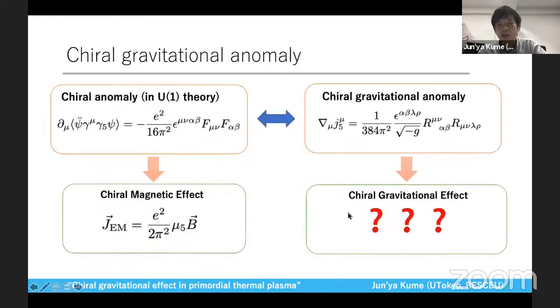Right, so in this situation, it is natural to consider some correspondence between this U(1) case and the gravitational case. The CME is a non-trivial interplay between gauge fields and chiral fermions, which originates from this U(1) chiral anomaly. So now we can consider some correspondence on the gravity side, which originates from the gravitational anomaly.